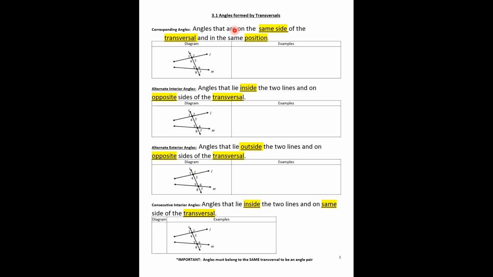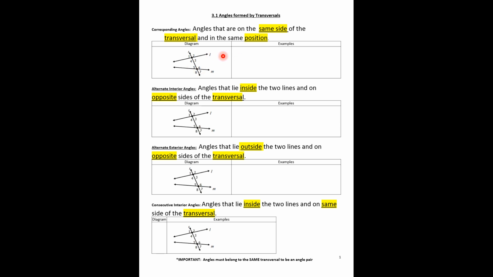So corresponding angles are angles that are on the same side of the transversal and in the same position. For example, if we look at this group of four here and this group of four here, the transversal cuts through here, and corresponding angles are on the same side and in the same position. If we look at line L and T, angle 1 is on the left-hand side of T, and it is also above line L. An angle that does something similar here is 5. 5 is also on the left-hand side of line T and above line M. So 1 and 5 are corresponding angles.